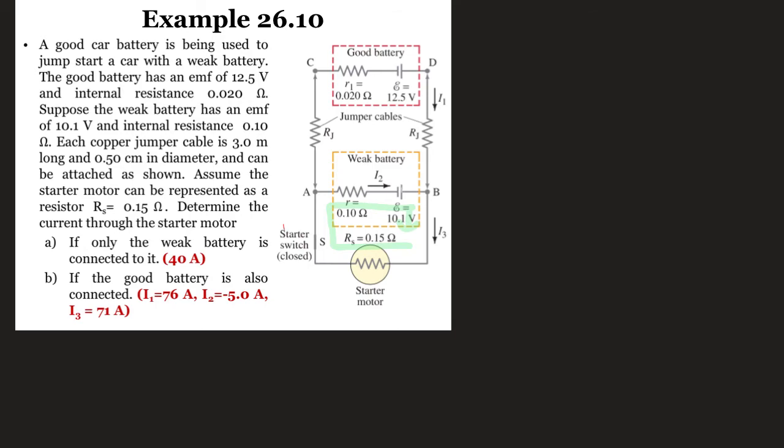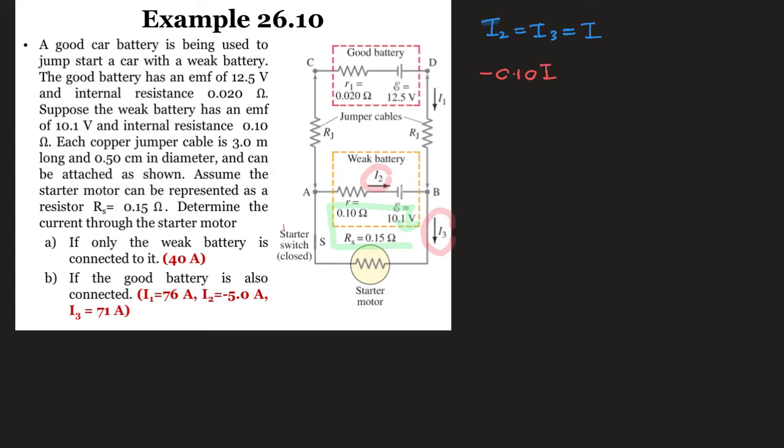I'm going to put a clockwise assumption loop over there. Because you only connected the weak battery, the currents I2 and I3 will be the same value, because they are in series. So I2 equals I3, therefore I'm going to call it only I. Now I'm going to use Kirchhoff's law. The 0.10 ohms there: the assumption loop is in the same direction as the current I, so it's going to be negative, so negative 0.10 I.